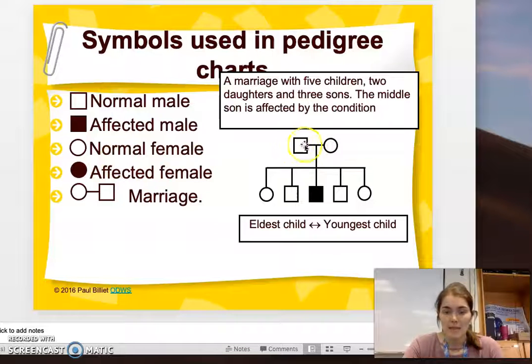So this man and this woman married and had 5 children, 2 girls and 3 boys. None of the parents have this condition, but this one child does. So 1 boy out of 5 has whatever condition we're talking about.